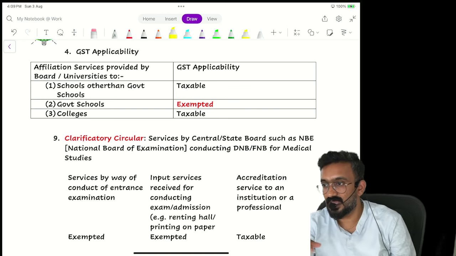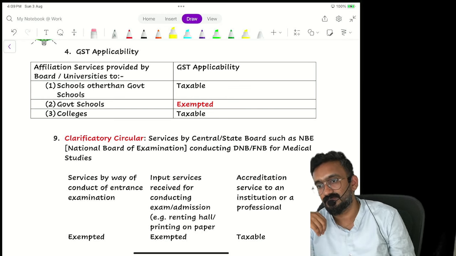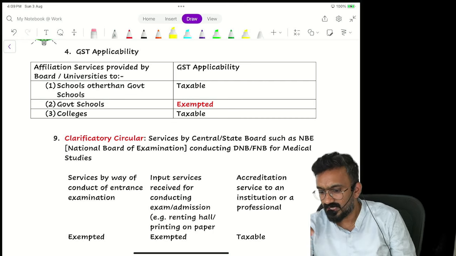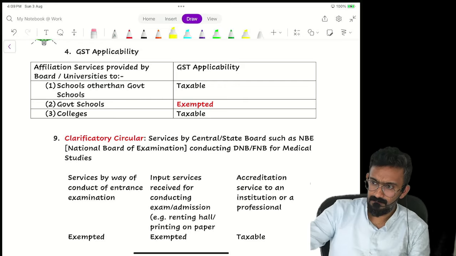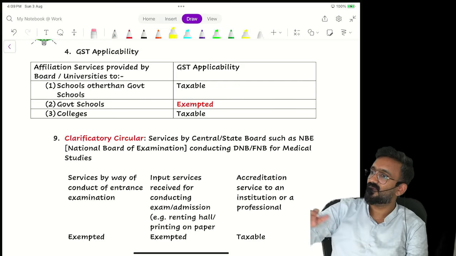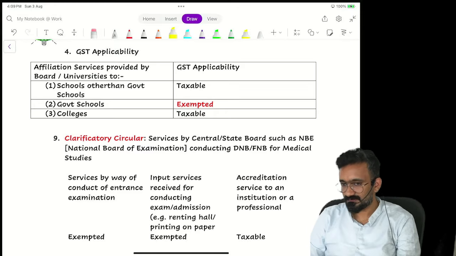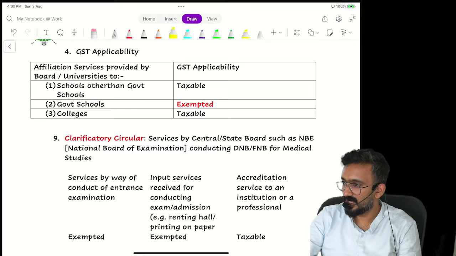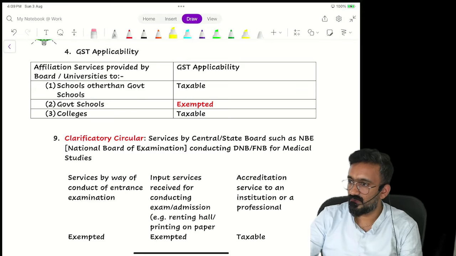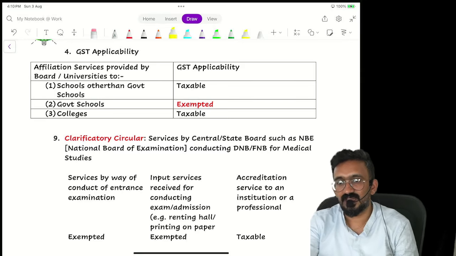The next question: who's the recipient of service here? Schools. Can I say this service is in relation to admission or conducting exam? No, it's affiliation service. That is also not covered. So they have clarified it will be taxable. Colleges paying money to university or schools paying money to school boards for affiliation is taxable. But they came up with a new entry for exemption. What is that entry? Government schools getting affiliation would be exempt.